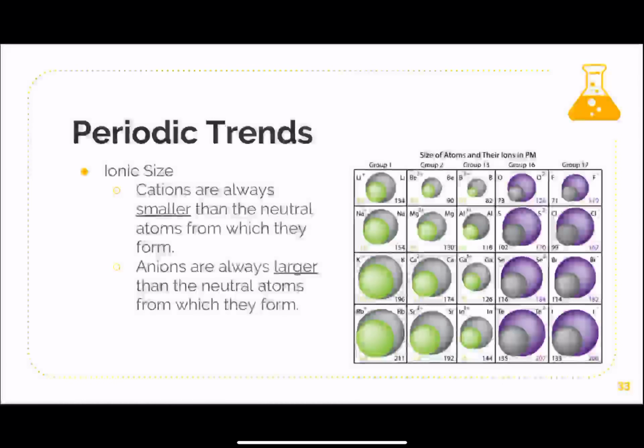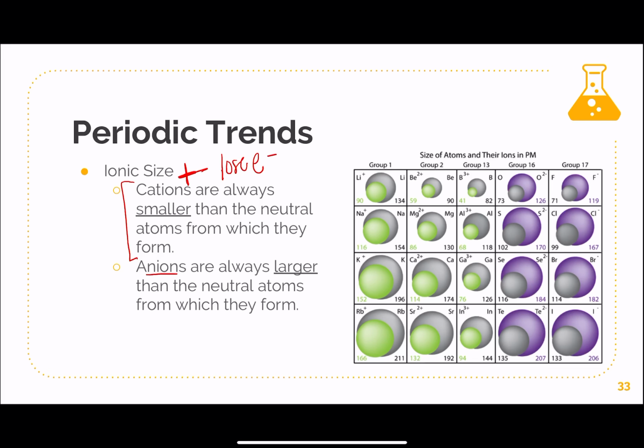All right, periodic trends. So, cations, as we just mentioned, cations are the positive ones. Remember, they have lost an electron. Anions are the negative ones. They have gained an electron, okay? So, one thing that it's important to know is cations are always smaller than the neutral atoms from which they form. So, that makes sense, okay? If you lose something, you're going to be a little bit smaller.